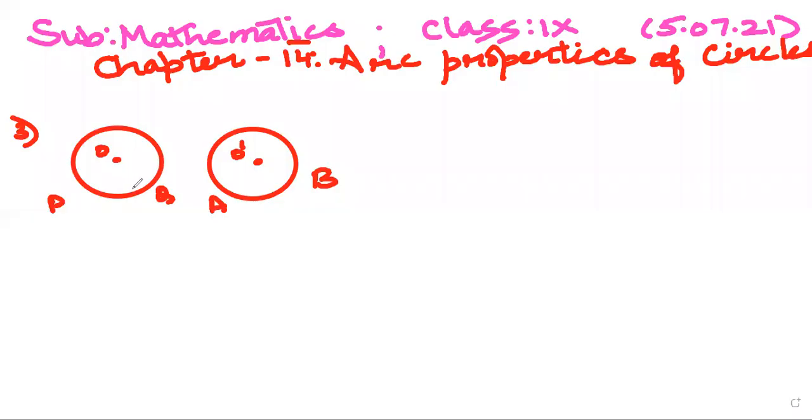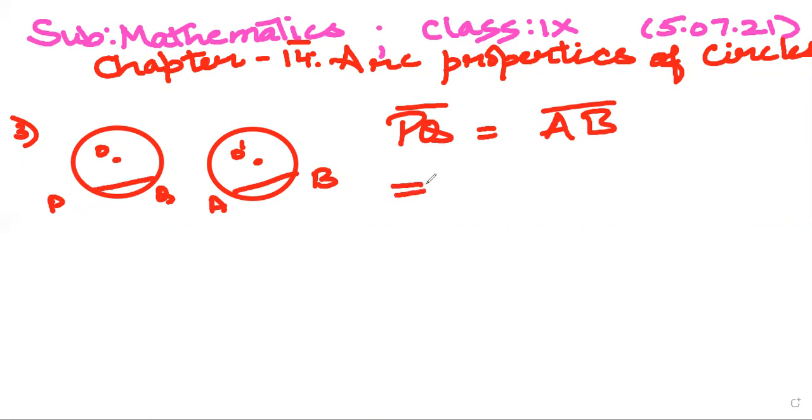Now, let's move on to the third property. If two circles are equal and the chords are also equal, then they are going to cut equal arcs. I repeat, in equal circles, if two chords are equal, so it means chord PQ is equal to chord AB. If two chords are equal, then they are going to cut equal arcs. This implies arc PQ is equal to arc AB. Is it clear, children? Let me repeat one more time.